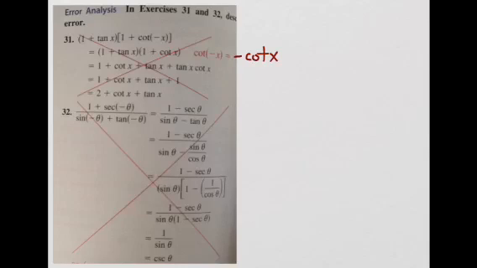For 32, there are actually two mistakes. The first one is right here. Secant of negative theta is positive secant theta. So right here should have a plus. And then the other one, sine of negative theta right here. Sine of negative theta is negative sine of theta. So there should be a negative right here. So those are the two mistakes.